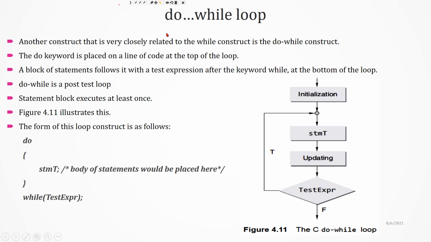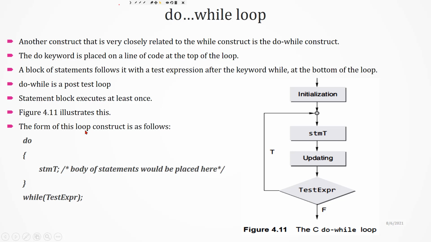Similar to the while loop, here we are going to study the do while loop. Another construct that is very closely related to the while construct is the do while construct. The do keyword is placed on a line of code at the top of the loop. A block of statements follows it, with a test expression after the keyword while at the bottom of the loop. Do while is a post-test loop. The statement block executes at least once. The figure illustrates this.